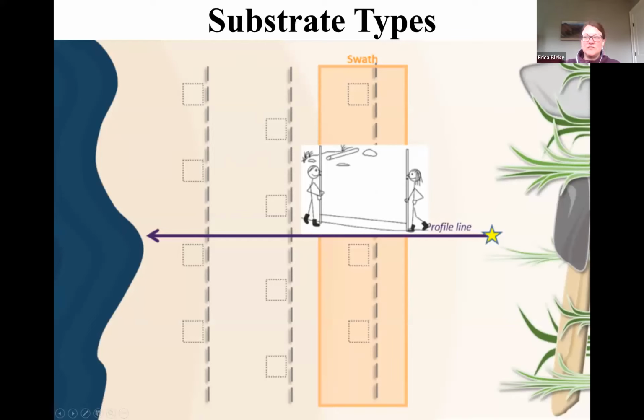One thing to make that a little bit more explicit. So this is your profile line. You're starting here and you're walking toward the water. And if this is you and your buddy on your profile poles, where you're looking for that substrate is the entire area between the 2 of you, and then over to the edge of the swath on each side of the profile line. So this entire area is where you're looking for substrate and noting if it's present or not.